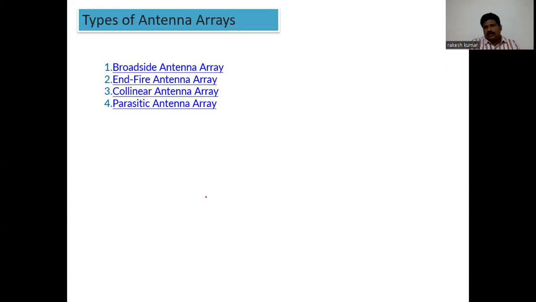Now let us discuss the classification of antenna arrays. This is a very, very important question. Classification or types of antenna arrays. There are 4 types of antenna arrays. The first one is the broadside array, the second one is the end-fire array, the third one is the collinear array, and the fourth one is the parasitic array. So total how many types of antenna arrays are there? 4 types. We will discuss them one by one.